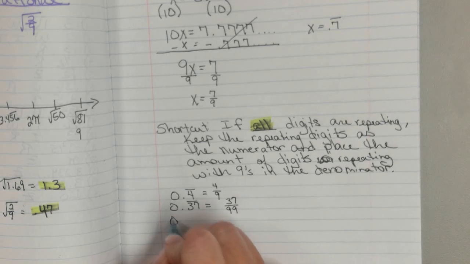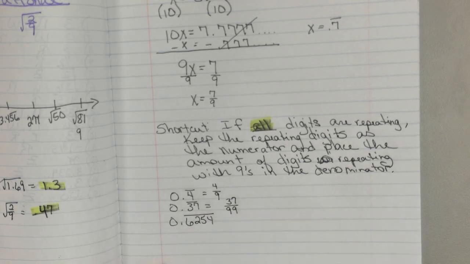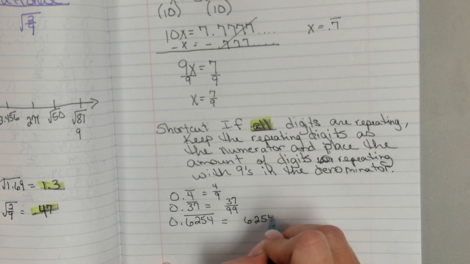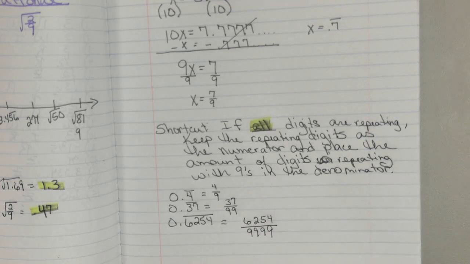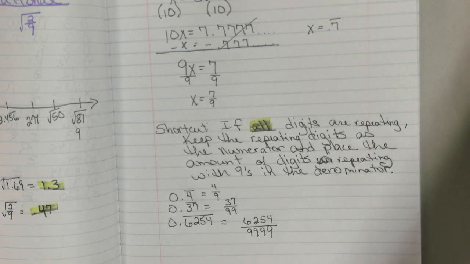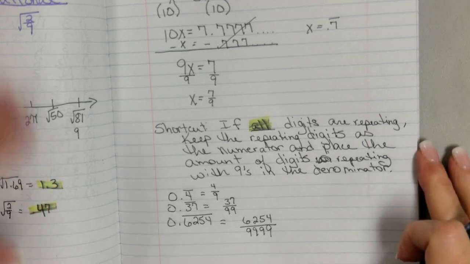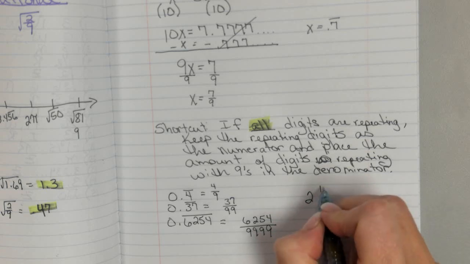If I had, let's say, 4 numbers repeating, 0.6254 all repeating, guess what? I'm going to put 4 9s on the bottom. Now some of these may reduce, but if we can get to this point, we're okay with that. We're not really working on the reducing part, the simplifying of fractions. We're just getting it set up as a fraction. So that's pretty basic. That's how it works. Even if we had a mixed number, let me put that in there. If we had 2, and let's say, oh, I just about gave you the answer, sorry.